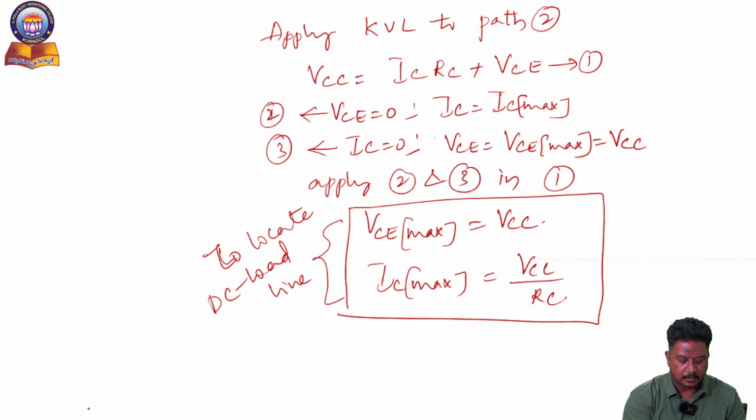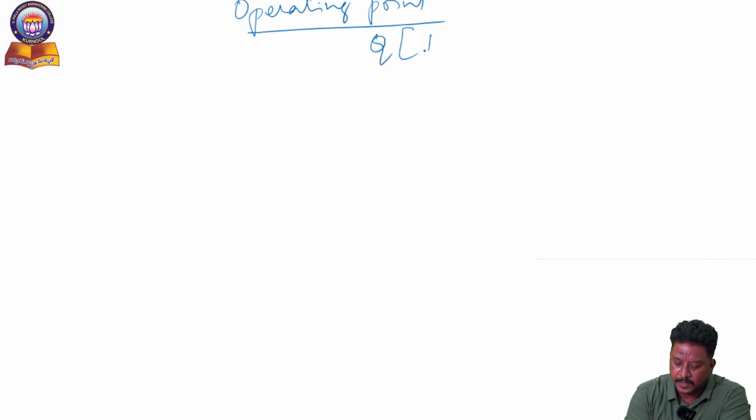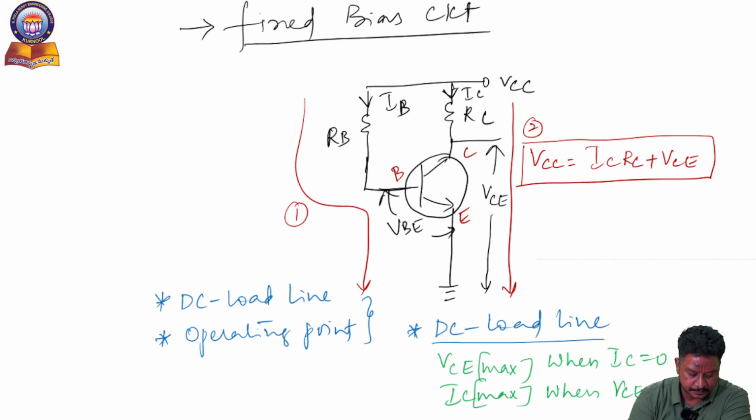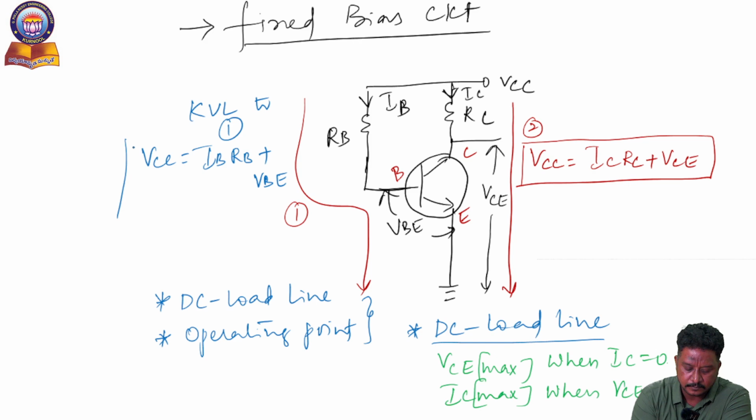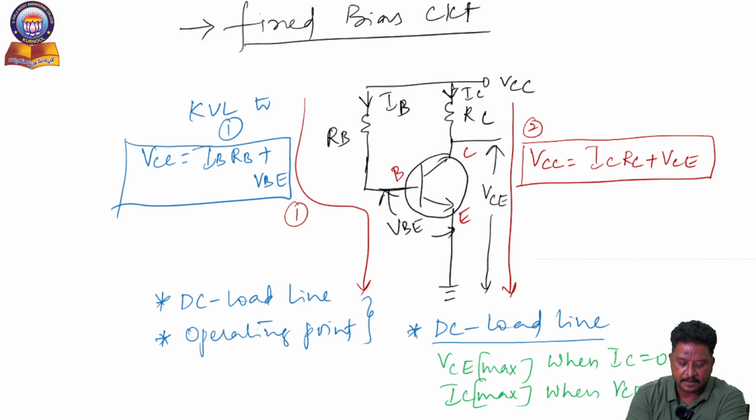Similarly, I want to locate the operating point. So operating point is nothing but the Q point. I want to locate IC, VCE. For that purpose, I am going to the previous circuit and applying KVL to path 1, so that I am getting VCC is equal to IBRB plus VB. So once again I am trying to frame the equation by applying the KVL to path 1.